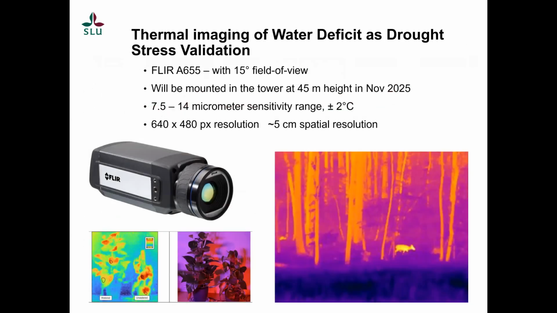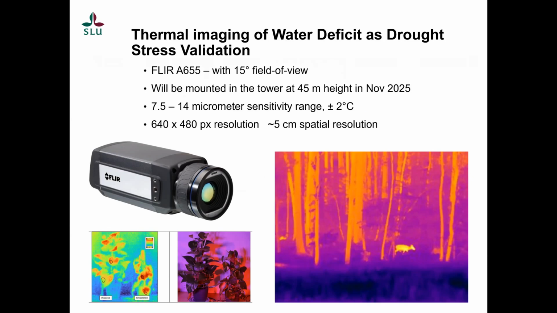Jumping back to the tower in northern Sweden, we have also ordered a new thermal camera for imaging the water deficit and drought stress. That is hopefully arriving today or tomorrow. So the plan is to mount it now in November. It is measuring about 7.5 to 14 micrometers, so it's the temperature that we have. It's going to be mounted at a 45 meters elevation of the tower, which will give us approximately 5 centimeter pixel resolution of the canopy.